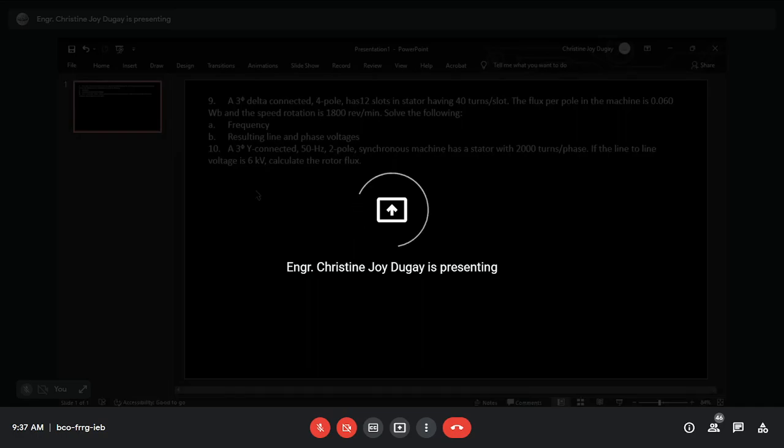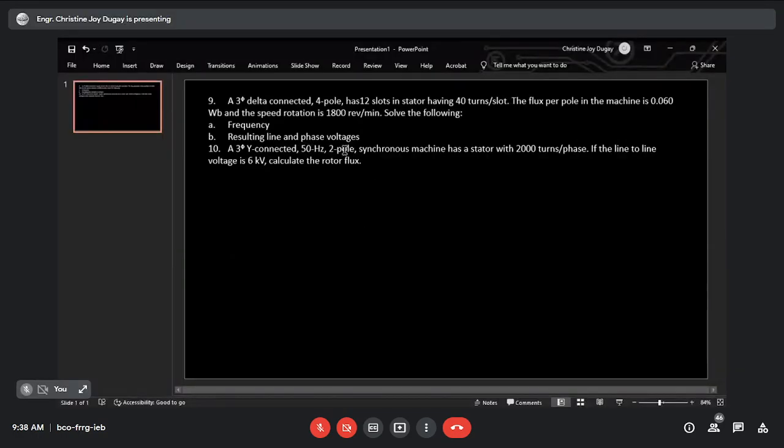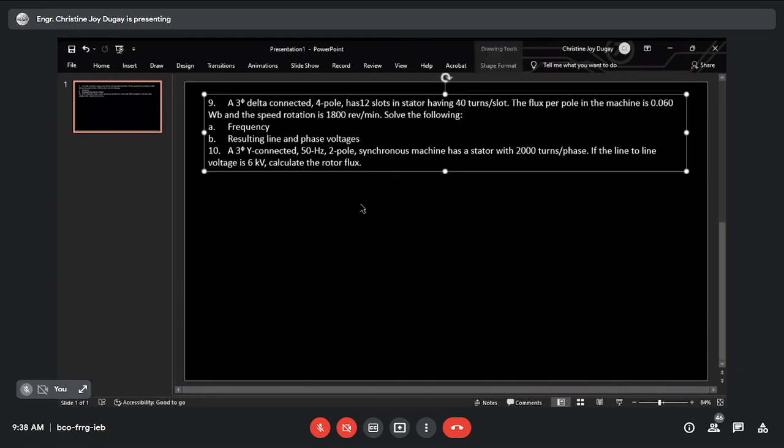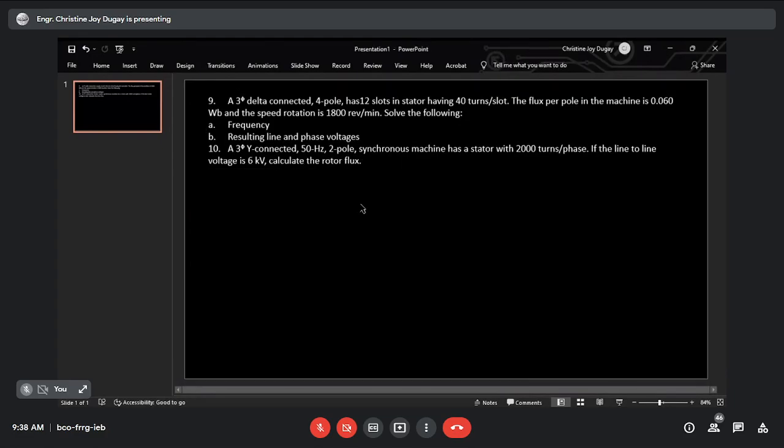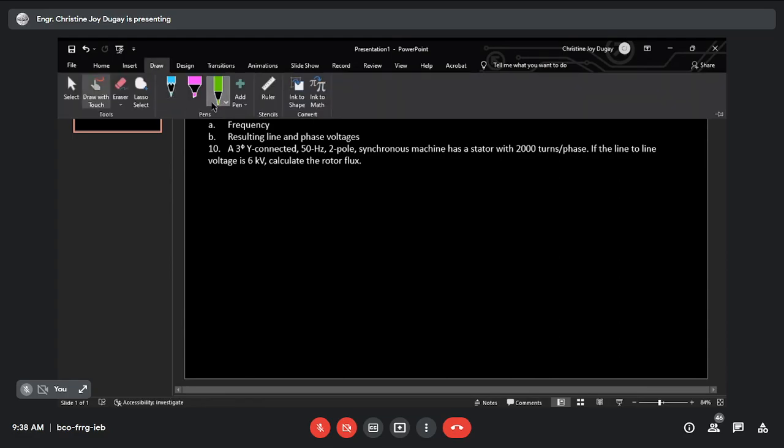Ayan, so number 10 natin, a 3-phase Y-connected 50 Hz two-pole synchronous machine has a stator of 2,000 turns per phase. If the line-to-line voltage is 6 kV, calculate the rotor flux. So how are we going to solve for number 10? Or anyone that would like to solve for number 10? May gusto po bang mag-solve?